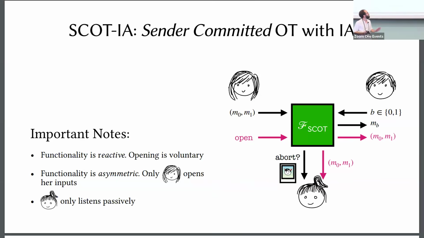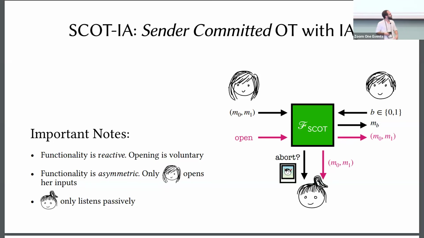Before I move on, just a couple of simple observations. First of all, this functionality is reactive. So opening is a voluntary action that people have to actively take. And it's asymmetric. Only Alice opens her inputs when the open instruction is called. This means that Bob's input, if it must be, can be kept secret, and this is going to allow us to recover input privacy somewhere higher up the stack of protocol constructions.